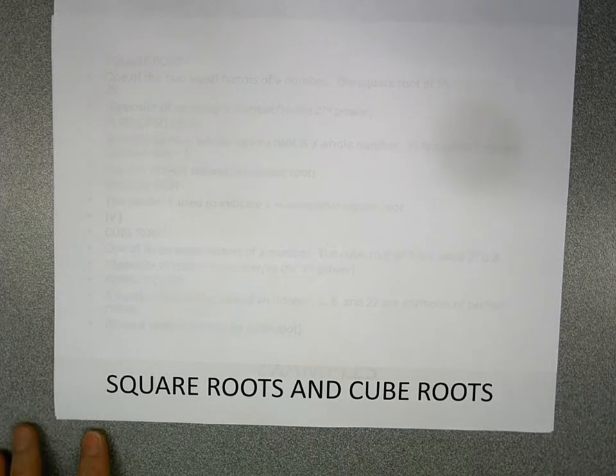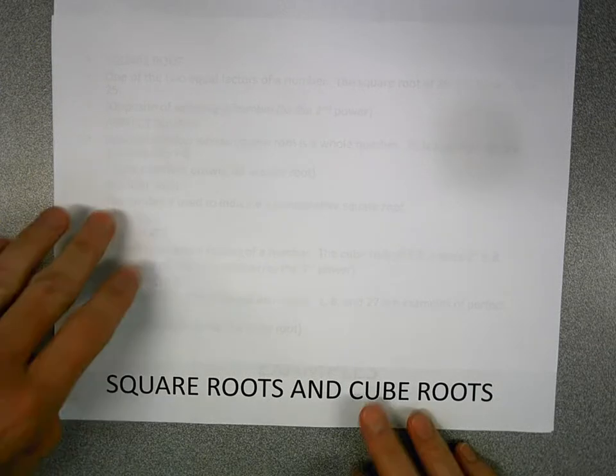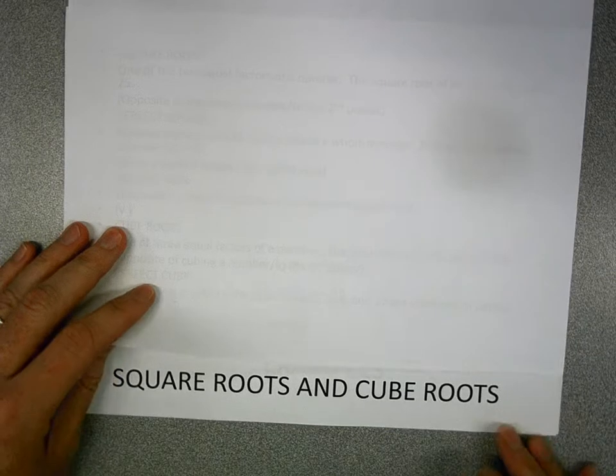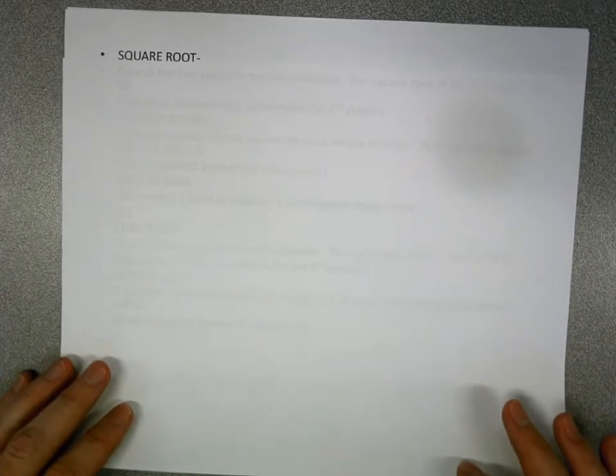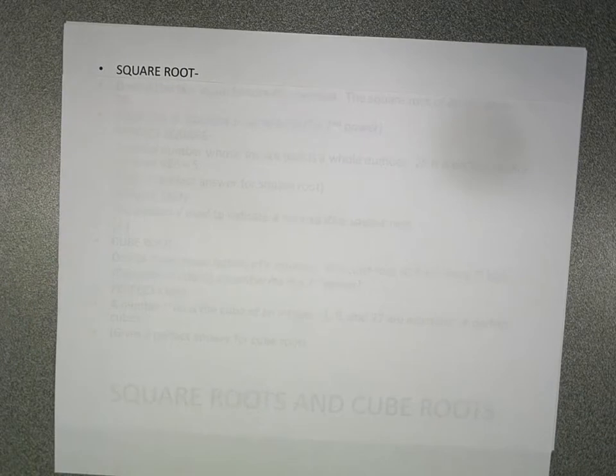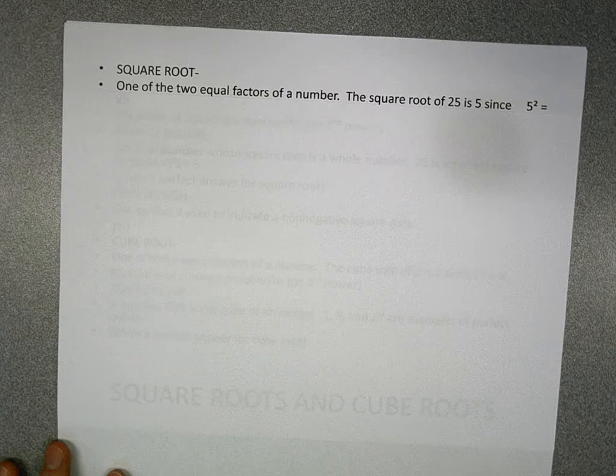Okay, here we go. With our vocab words, we have about half a dozen, might be five or six. Square roots and something called cube roots. The very first thing I want to talk about is a square root. Everyone? Square root.